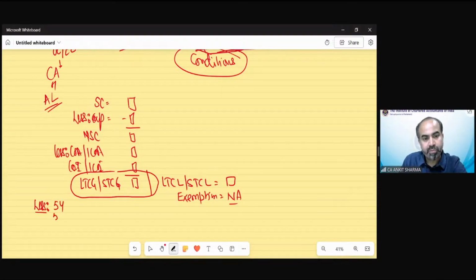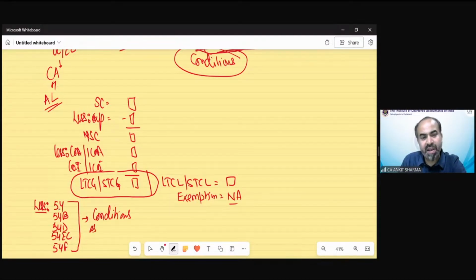54, 54B, 54D, 54EC, and 54M. And to claim these exemptions, there are certain conditions as well as certain restrictions also.